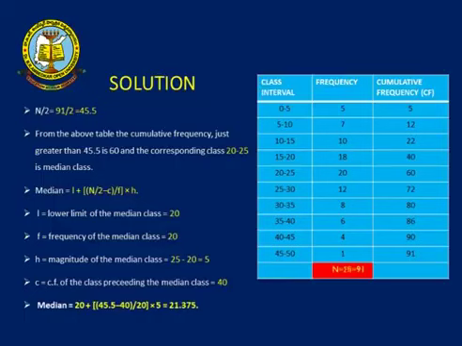Why? Because here 0 is included, 5 is not included. Next, the solution. First of all, find the total sum of the frequencies by adding the total frequency values. That total sum is 91. Next, find the cumulative frequencies.